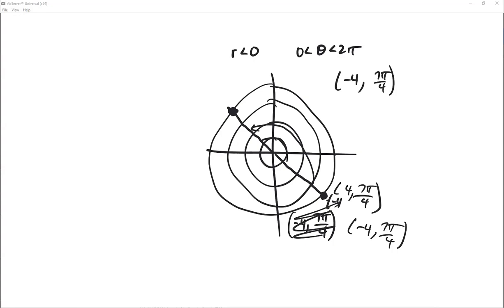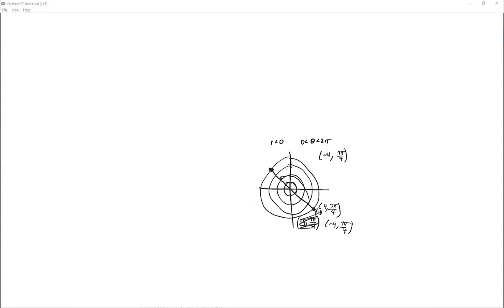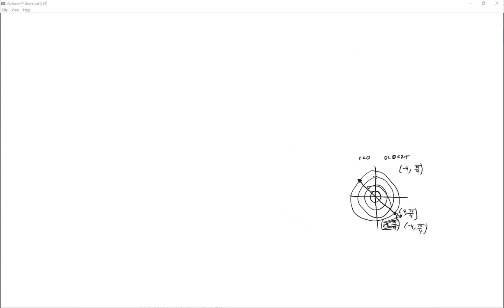Convert each rectangular equation to a polar equation that expresses R in terms of theta. Remember that we have X is equal to R cosine theta, and Y is equal to R sine theta. So you're going to replace the X with the R cosine theta, and you're going to replace the Y with the R sine theta.